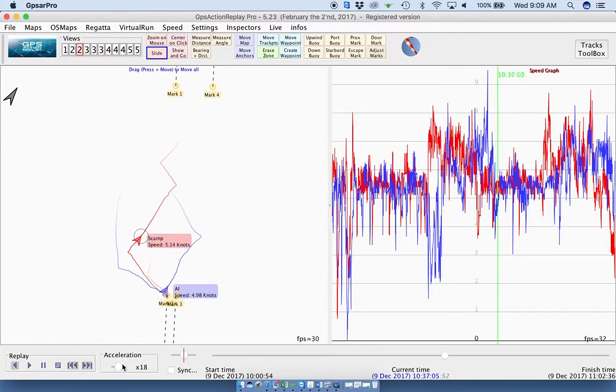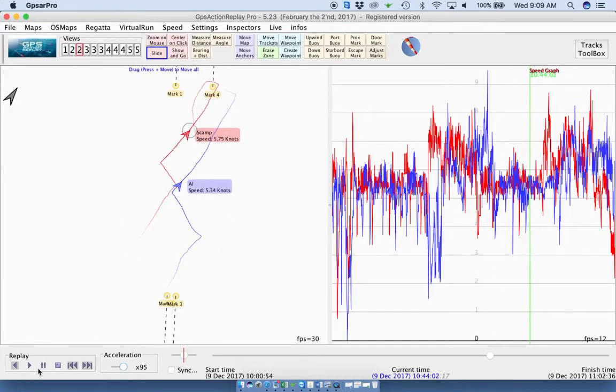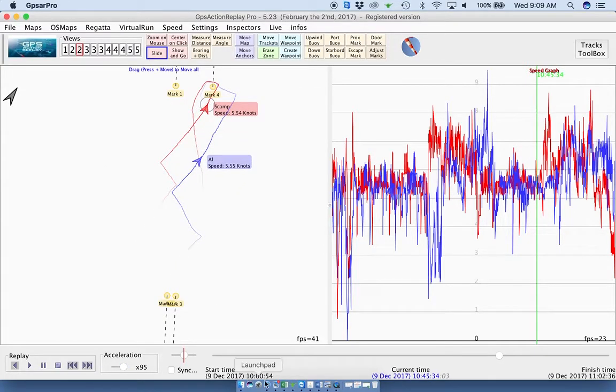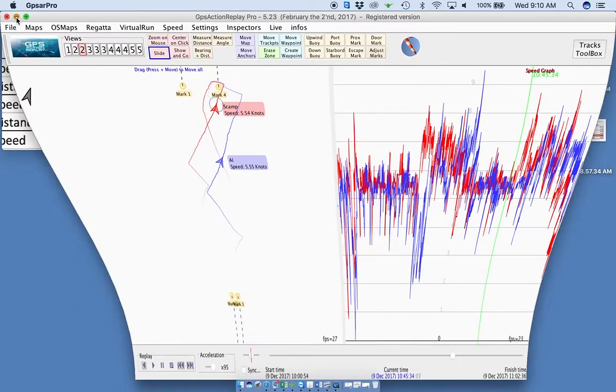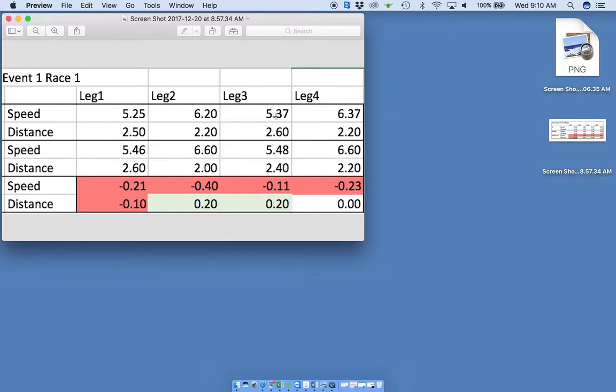So let's continue on here a little bit. Speed this up just a little bit more. A little knock there. So if we look at the data for leg 3, Al was at about a 5.37 and Scamp was at about a 5.4. So just a tenth or so off. Third leg, boat speed 5.3 to 5.4. So just a tenth under, a little bit better than leg 1. So maybe clear air, but definitely not bad, comparatively speaking.